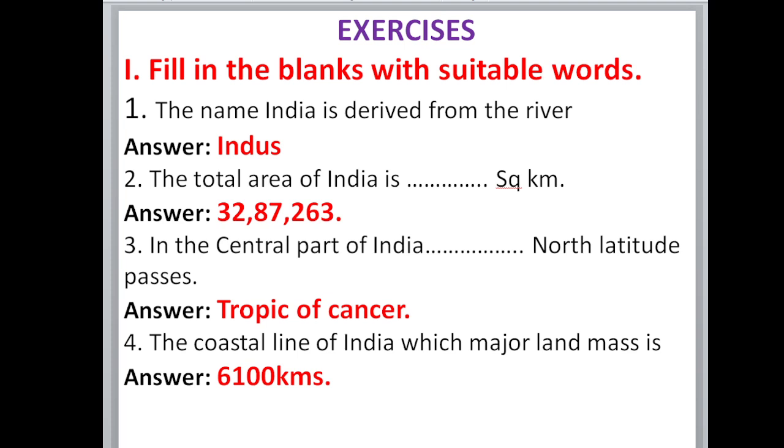Exercise. In the first main question, fill in the blanks with the suitable words. The first one: the name India is derived from the river dash. So the answer is the Indus. Then the second: the total area of India is dash kilometers. 32,87,263 square kilometers. Now move to the next one.